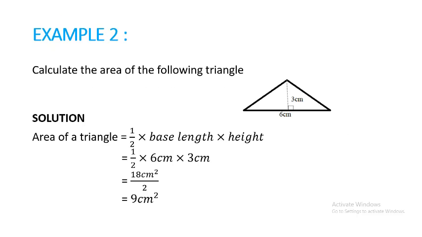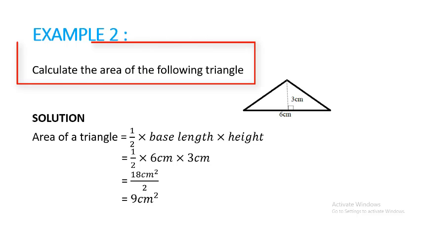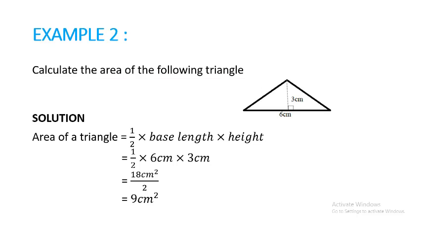Okay, now let us proceed. Here we have example 2. Example 2 says calculate the area of the following triangle. As I said at the beginning, the formula for the area of a triangle can be applied to any type of triangle. So it doesn't matter whether the triangle is scalene, equilateral, isosceles, or right-angled. It doesn't matter. The formula can be applied to any type of triangle.